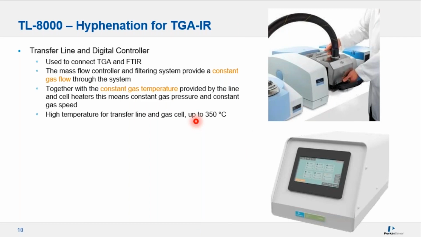Okay, so taking a closer look at the hyphenation line. This is what's used to connect the TGA with FTIR. There's a mass flow controller, as well as a vacuum pump that will pull gas through the system. The transfer line, as well as the FTIR gas cell, have the capability to be heated up to 350 degrees. This prevents condensation of vapors in the gas line.